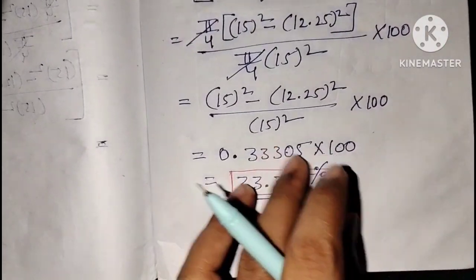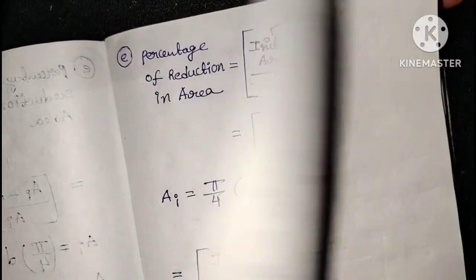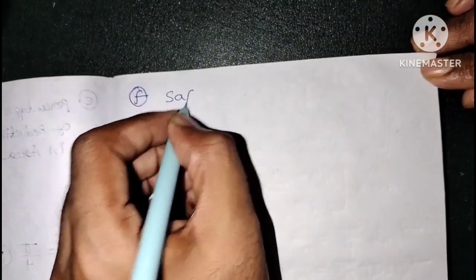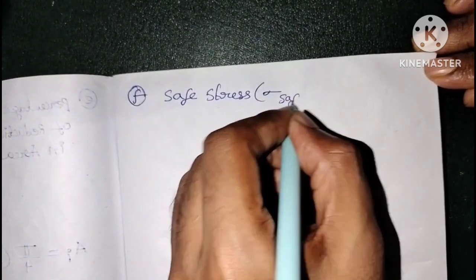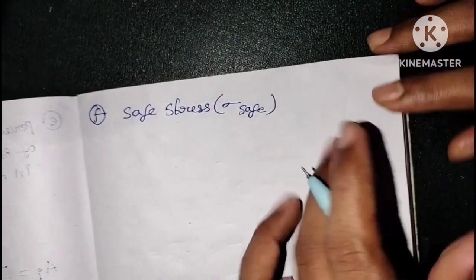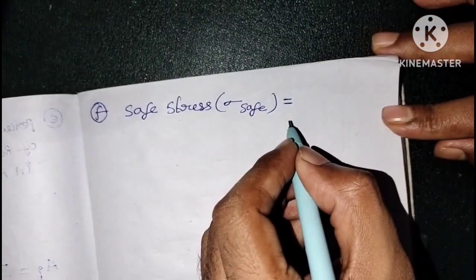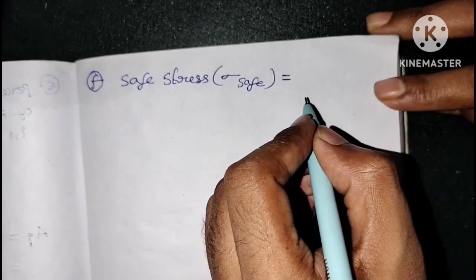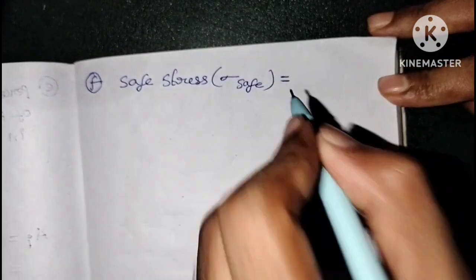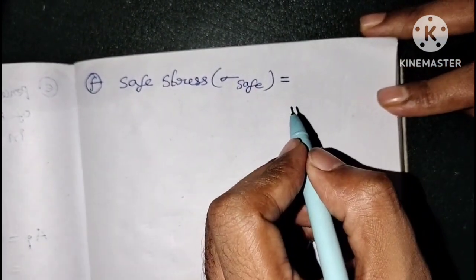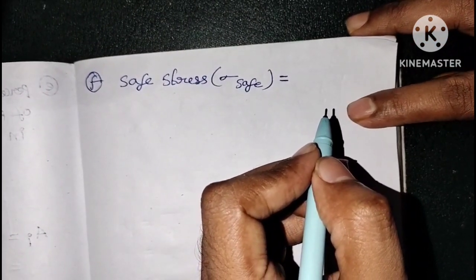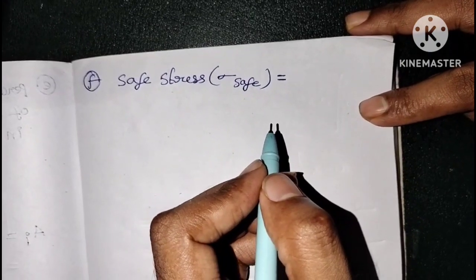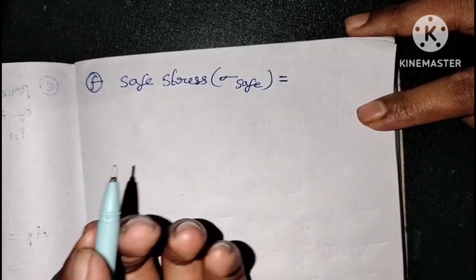At last, we need the safe stress. Safe stress is denoted by sigma safe. Safe stress is always calculated at yield stress, because the yield point is the point where the material or specimen under tensile test begins to deform plastically.